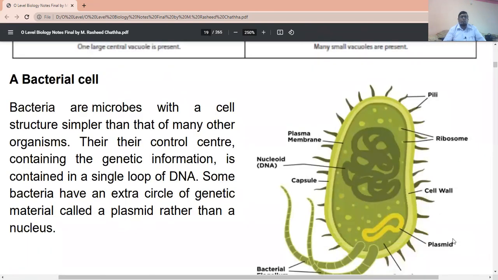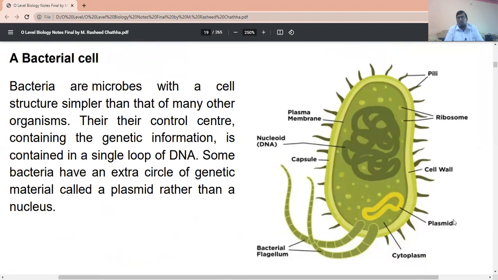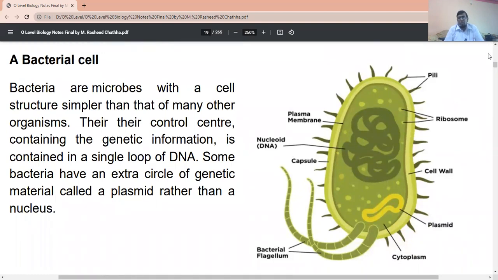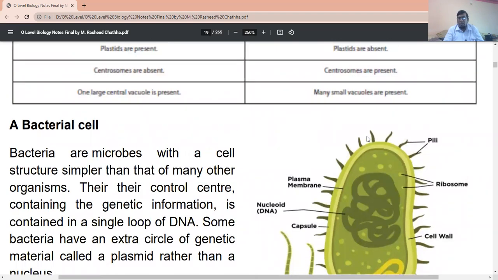Next, my dear students, is a bacterial cell. You know, in this chapter, we have to study about the prokaryotic and eukaryotic cell. So you can say that a bacterial cell is a prokaryotic cell. Its diagram is given on the screen. You can see it contains plasma membrane.